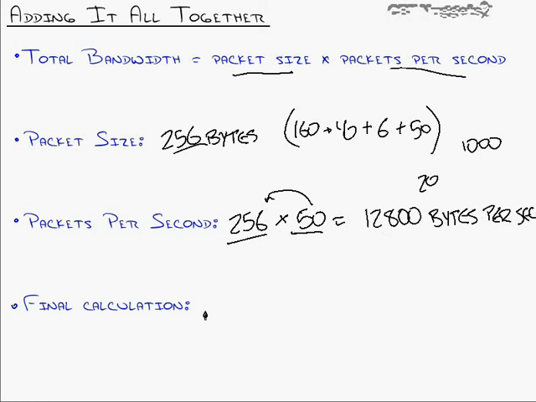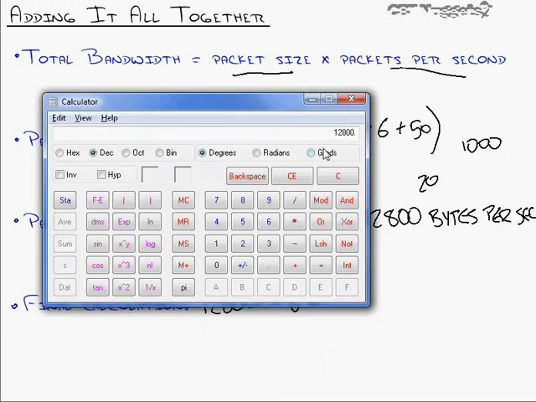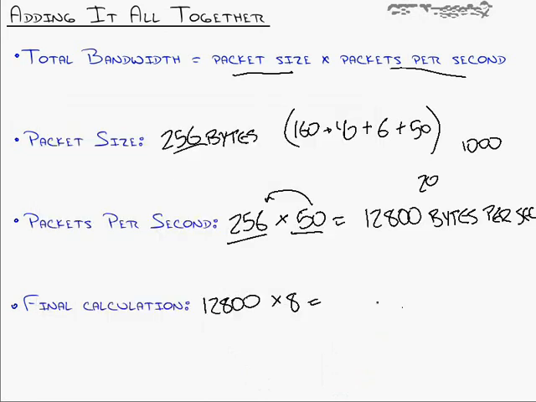So our final calculation here, I've got 12,800 bytes per second. How many bits are in a byte? 8, right? So 12,800 times 8 bits in a byte, that's 102,400 bits per second, or if we were to convert that to something more familiar, kilobits per second, that's about 102.4 kilobits per second.